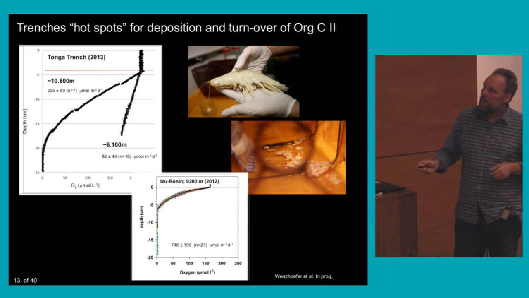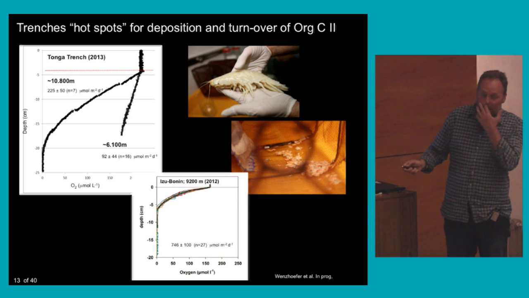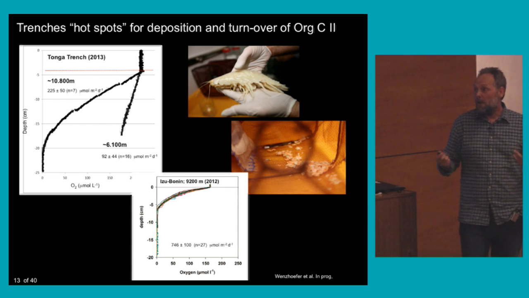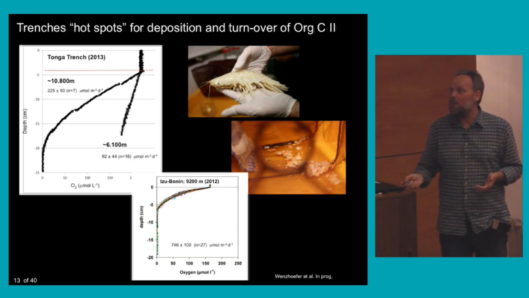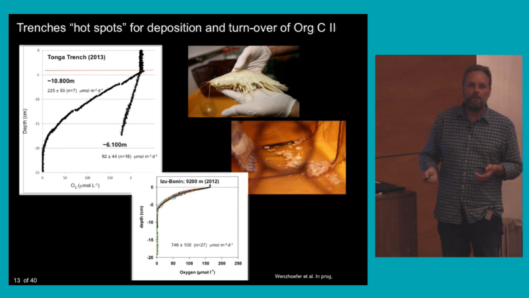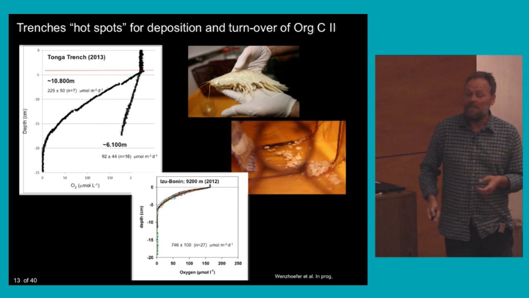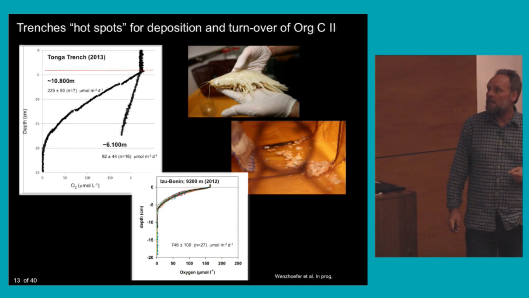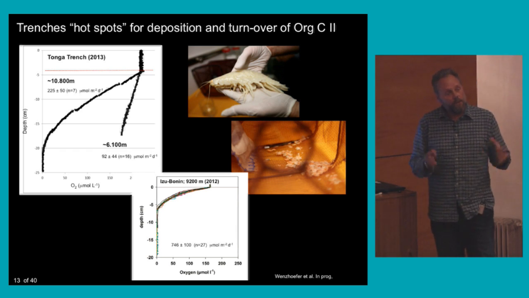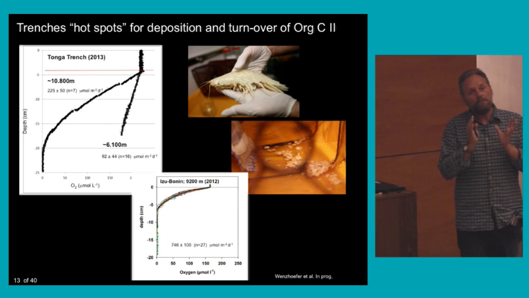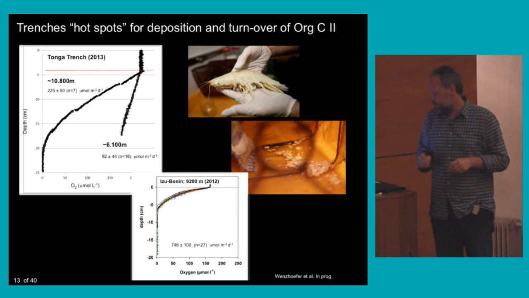And here, from the Izu-Bonin region, a little south of Japan, unfortunately, a typhoon came up and cut the cruise short, so we didn't get measurements on the abyssal plain here, but extraordinary, the oxygen penetration depth at this water depth, 9.2 kilometers, is only 6 centimeters, showing a very high intensified activity within the Japan Trench. And true, the trenches work as hotspots, both for the deposition, retention, and turnover of organic material.